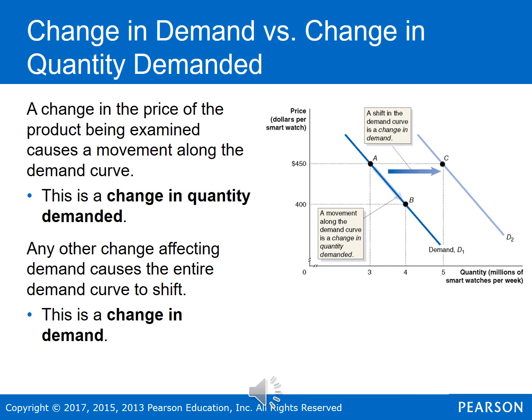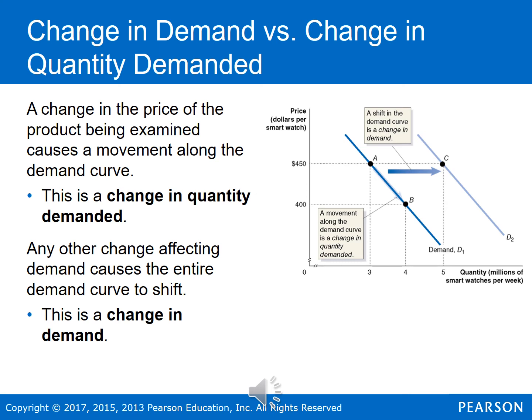Now, before we end our exploration of the demand side of the market, there is one note I want to make, and that's the difference between the terminology a change in demand versus a change in the quantity demanded. A change in the price of the product being examined causes a movement along the demand curve. This is the change in the quantity demanded. If you look at the figure on the right, if the price falls from $450 to $400, the quantity demanded is going to move from point A, which is 3 million smartwatches per week, to point B, which is 4 million smartwatches per week. Because the change in the quantity demanded is caused by a change in price, we're moving along that same demand curve.